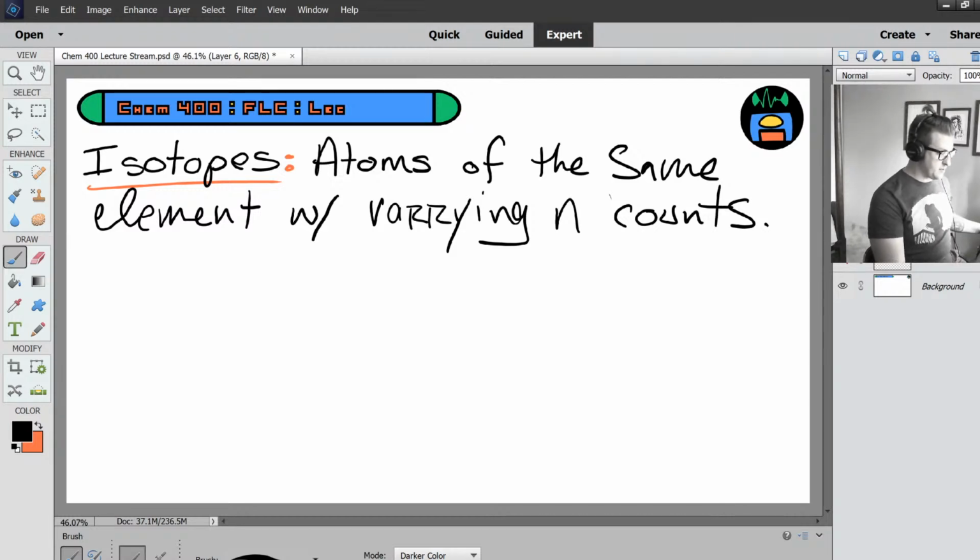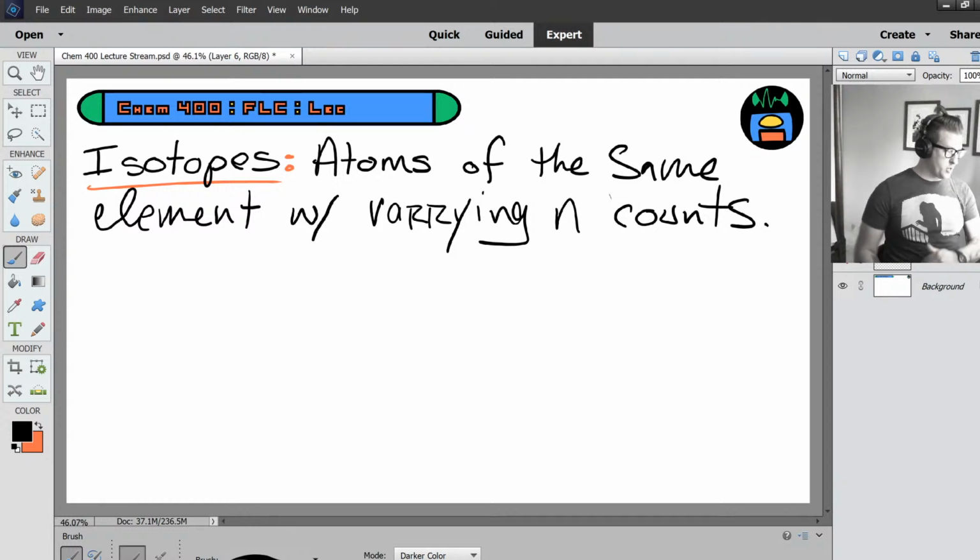Richard, that is a great question. If the atom is neutral, the electron count equals the proton count. If not, there are ways of using the periodic table, but that's a little bit ahead of where we are now. So we'll get there, but one step at a time. Now, isotopes are atoms of the same element with varying neutron counts.